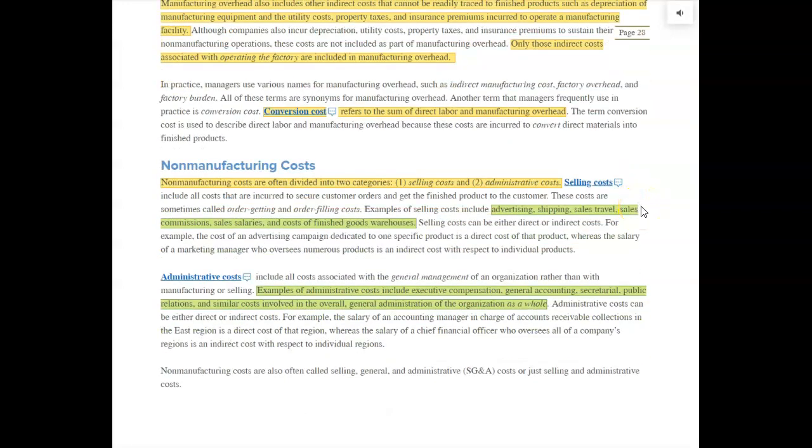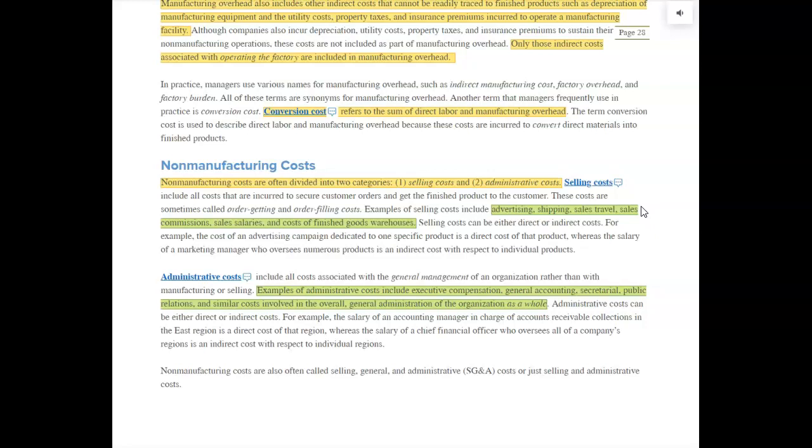Now, non-manufacturing cost will be those other costs involved in running the company and selling the product. So we have two different categories here, selling cost and administrative cost. And of course, selling cost would be advertising, shipping, sales travel, sales commission, sales salaries, and cost of the finished goods warehouses, the buildings where the finished goods are sitting before they're sold. Now, the administrative cost will be things like executive compensation, general accounting cost, secretarial, public relations, and similar costs involved in the overall general administration of the organization as a whole.